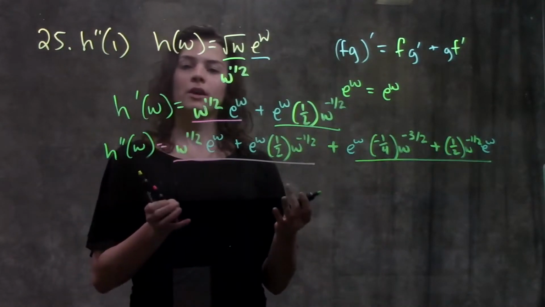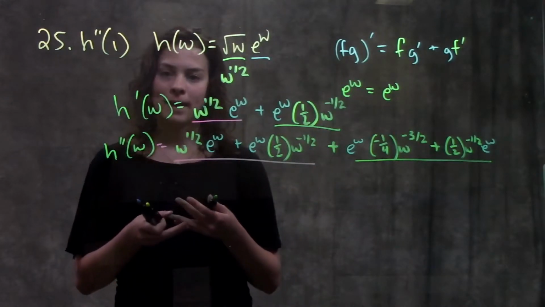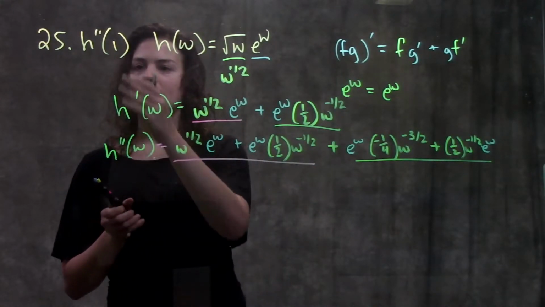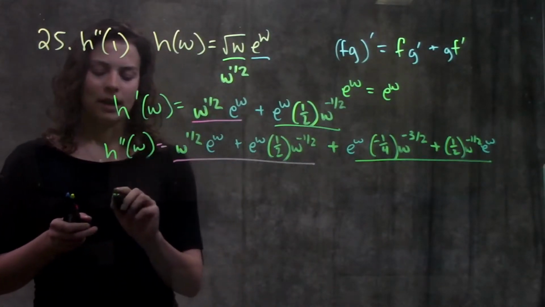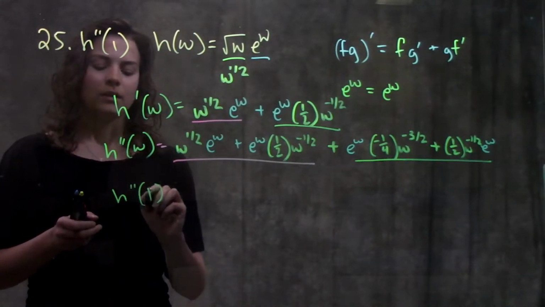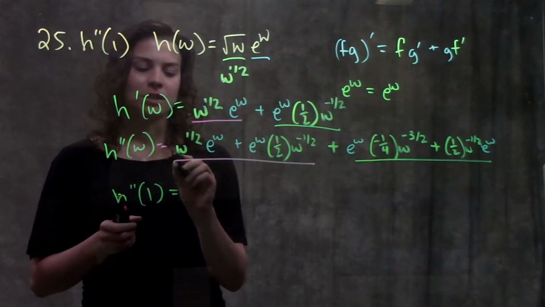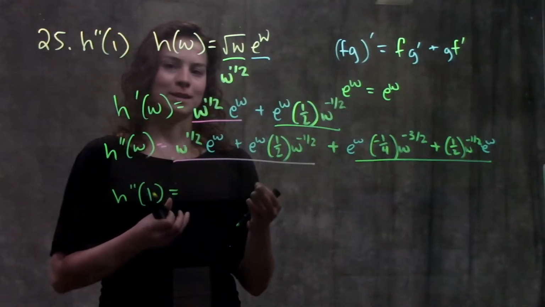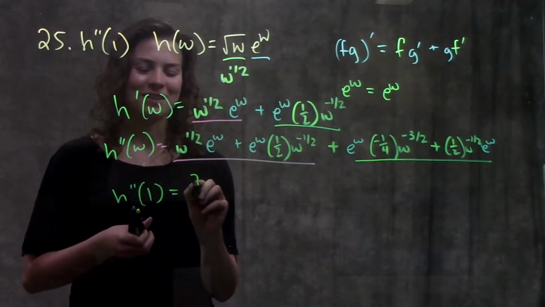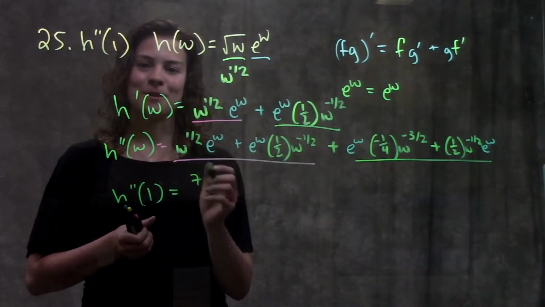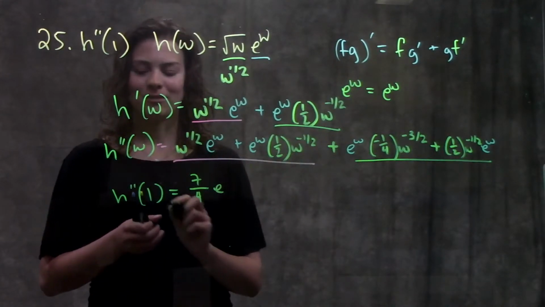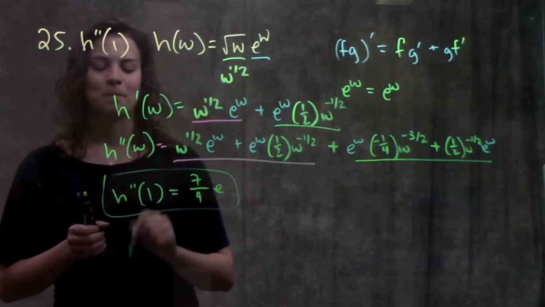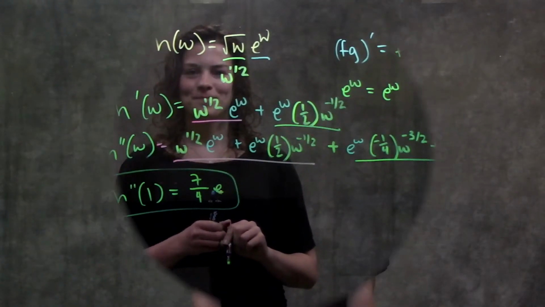And from here, you could go ahead, simplify like terms, combine things, but I'm just going to plug in 1 into my h double prime because that's what they're asking for. I'll skip some simplifying steps. So you plug in 1 into your function wherever you see a w. I'm actually going to skip this part too, and I'll just tell you that when you plug in 1 wherever you see a w, you combine all your like terms, you get 7/4 e as your final answer. And that's it for this problem.